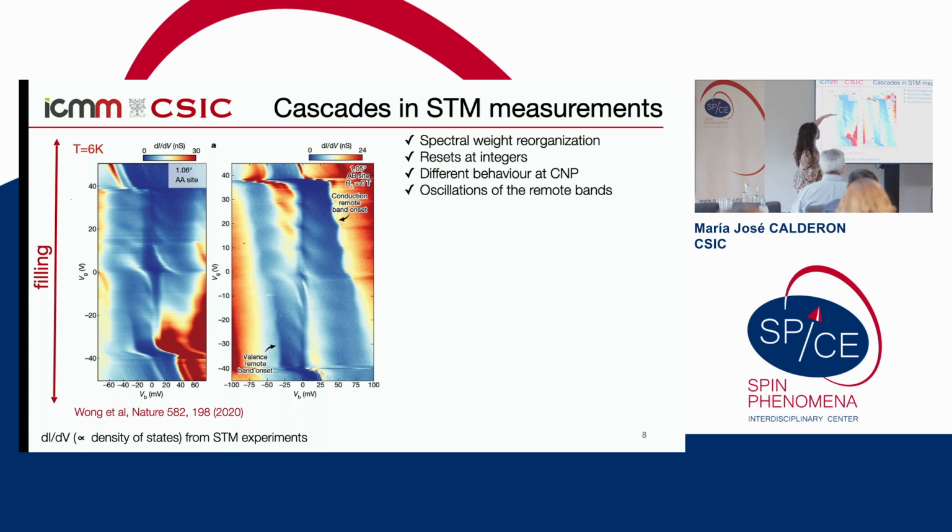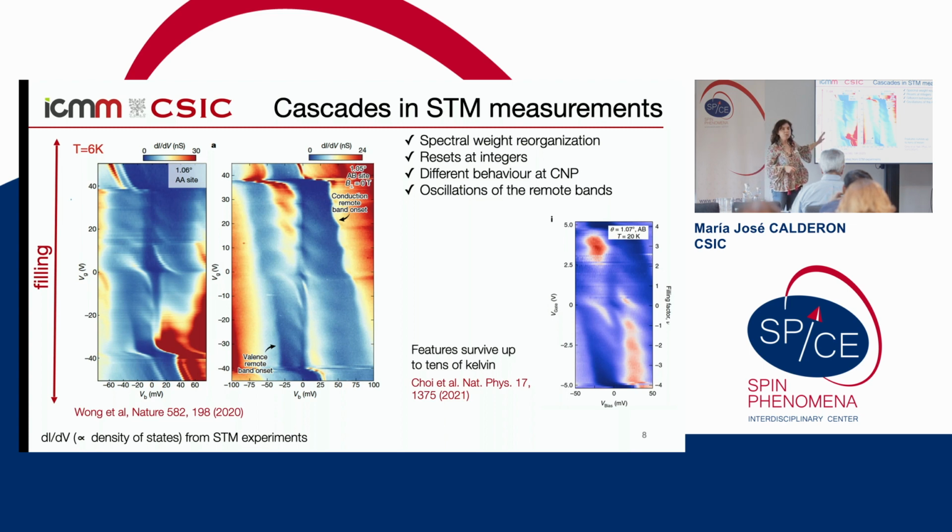So there are always these resets happening at particular values of the gate that correspond to integer values of the filling. We see this different behavior also at CNP, and we can also see some oscillations of the remote bands. Okay, so these bands that are away from the flat bands were also showing some oscillations, and they can be seen here on the AB side when you put the tip on the AB side.